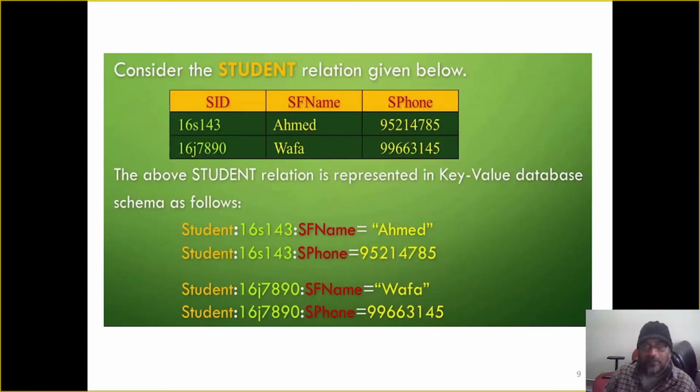So the method is straightforward. Suppose this is one student relation or table, and it has tuples: student ID, the key, student first name, and student phone number. The above student relation is represented in a key value database like student, this key value, and first name. Okay, second this key value and this phone number. Similarly, the second record can be represented.